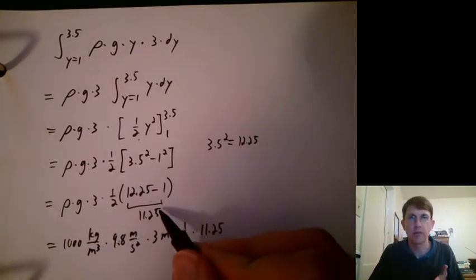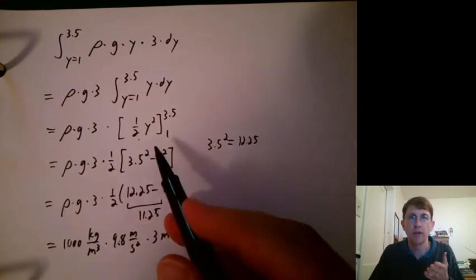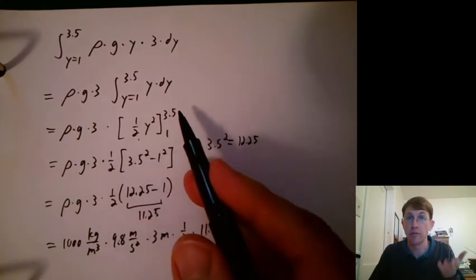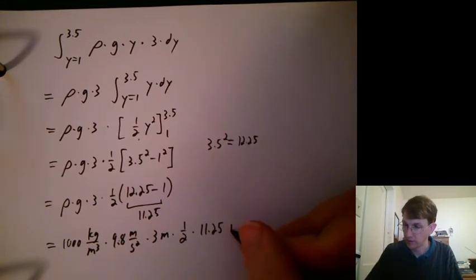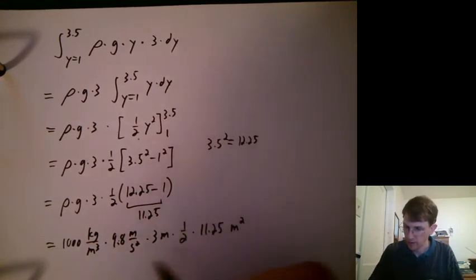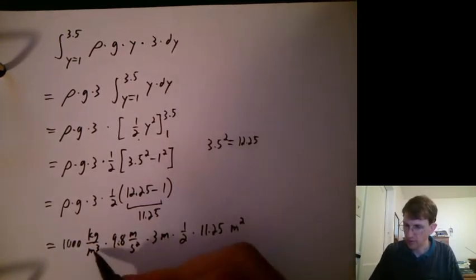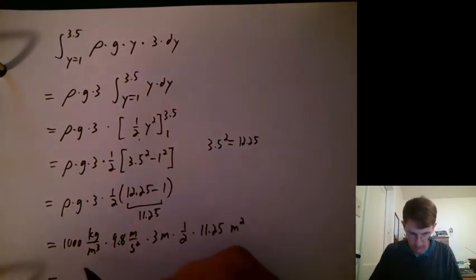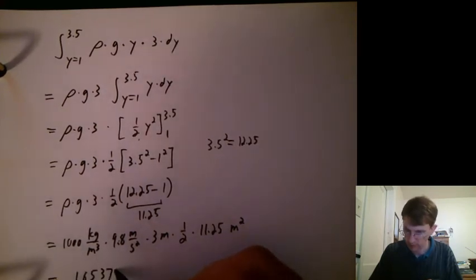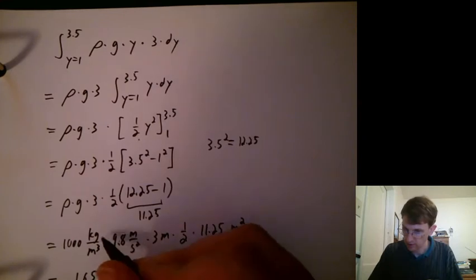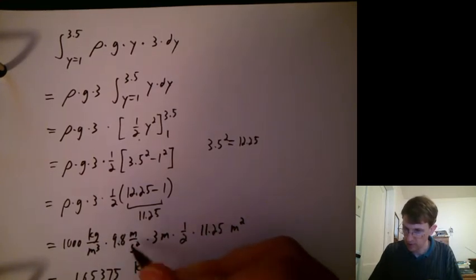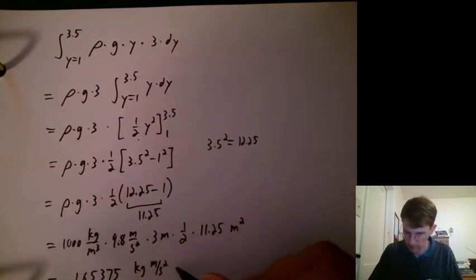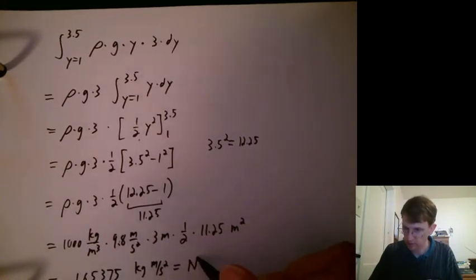What are the units of this 11.25? Well, the 1 and the 3.5 are meters, and we were squaring them, so that's meters squared. So I've got meters squared and meters there, meters cubed here, so that all cancels. So overall, I get 165,375 kilogram meters per second squared, which is newtons, so that all works out.